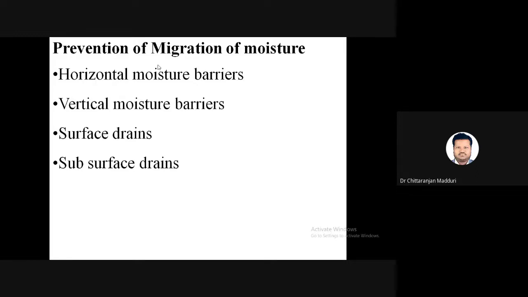Prevention of migration of moisture. Expansion of soil takes place when it receives water. So when the entry of water into the expansive soil is prevented, there is no issue of expansion and shrinkage of the soil mass. That's why we need to maintain some barriers. They are horizontal moisture barriers, vertical moisture barriers, surface drains, and subsurface drains.